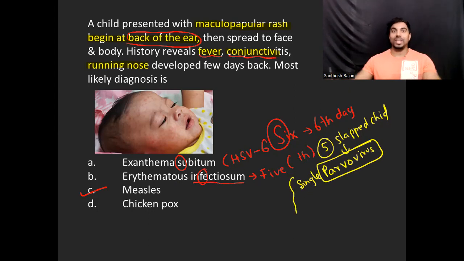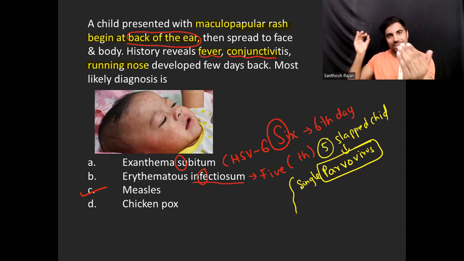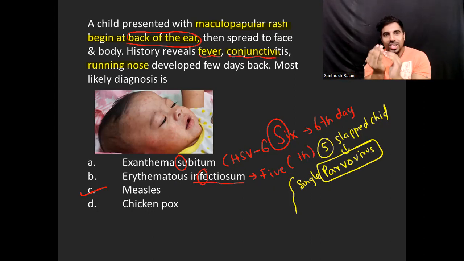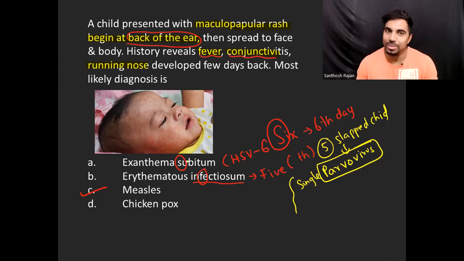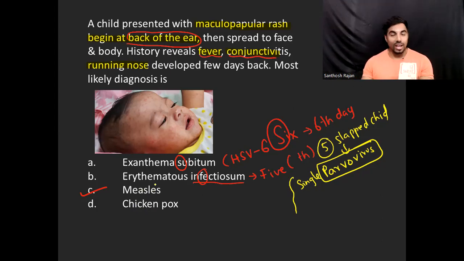The smallest virus is parvo. The biggest one is pox. What is its shape? Brick shape. Pox, Peter's brick. Parvo is the smallest, single, small girl. Parvo means the smallest. Single, she slaps the child with five fingers, so the slapped cheek appearance comes, all these stories, okay, very simple. Chickenpox, we just talked about it, there is no link, it's a centripetal rash, pleomorphic, totally different type. So measles was your answer. Virology is super easy.